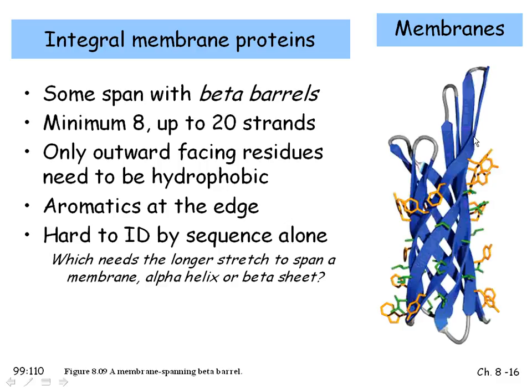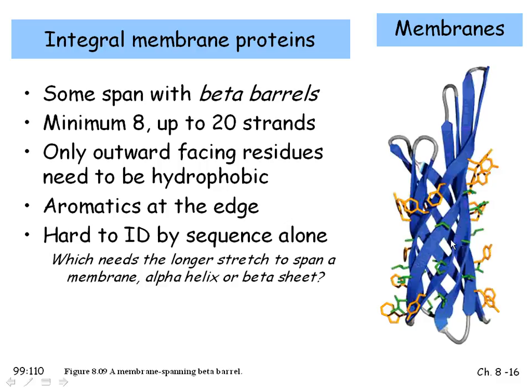And in the case of a beta barrel, the transmembrane portion is not as distinctive as it would be with an alpha helix. For one thing, beta sheet is more extended, so the number of residues that are in it is not as long. But secondly, it's only the residues that are facing out into the lipid bilayer that need to be hydrophobic.